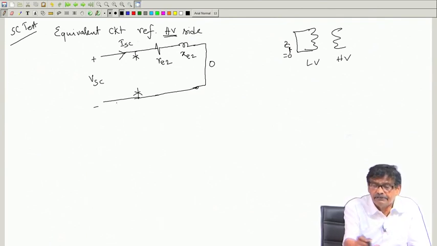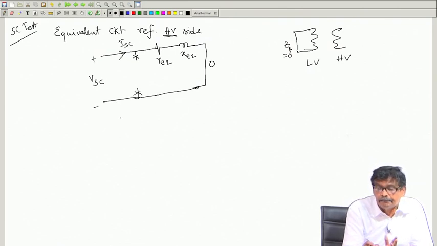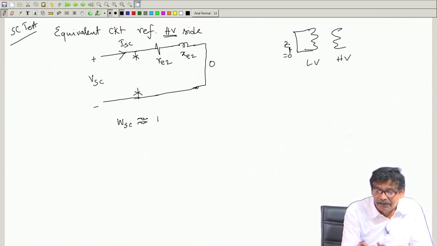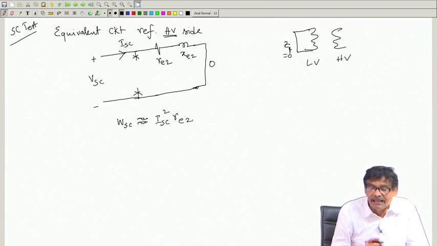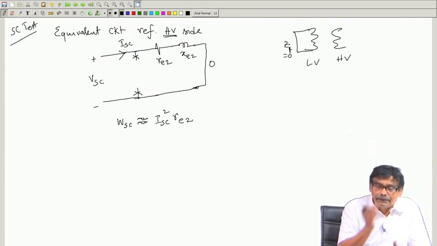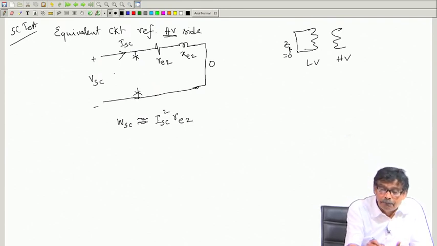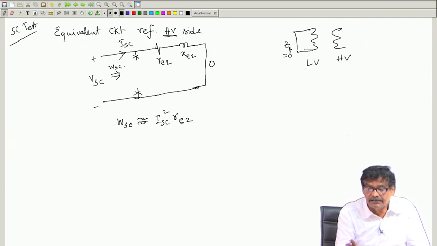Now, what happens is this, I will then say the wattmeter reading, whatever you have got, WSC must be approximately equal to ISC square into RE2, straight. And here you note it is series, applied voltage is known, power drawn by the circuit is known, WSC at a voltage VSC, ISC. So, ISC square RE2, therefore, RE2 can be calculated.